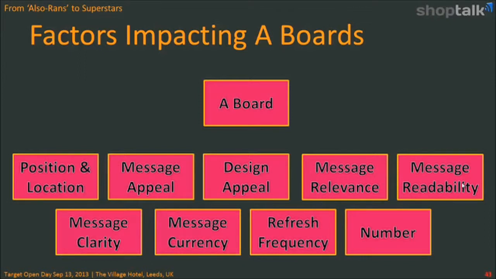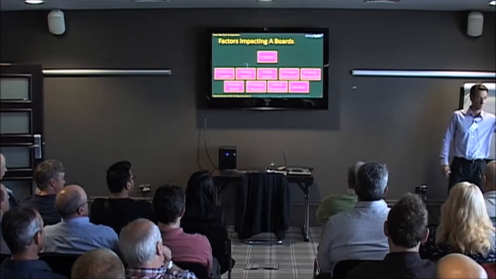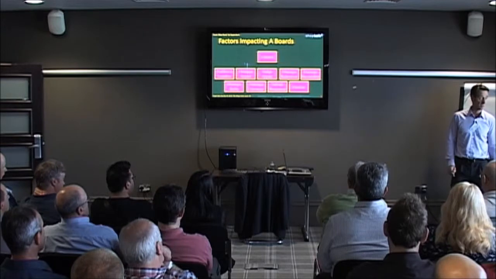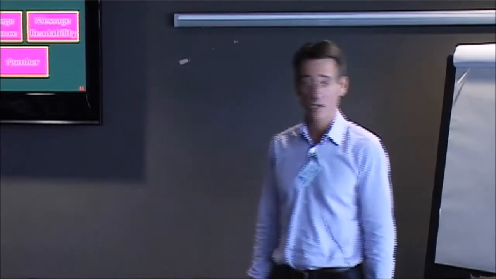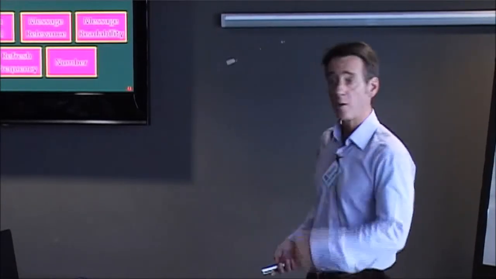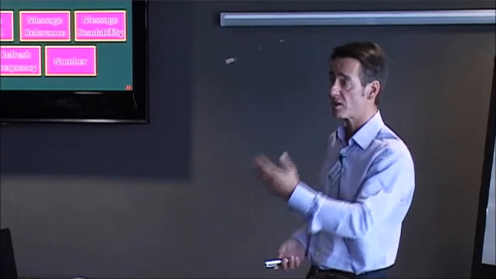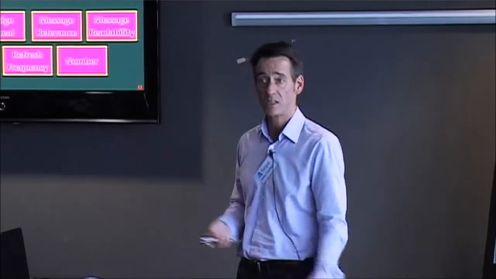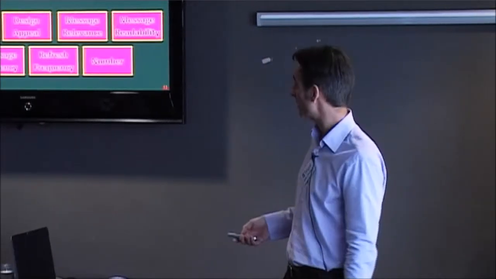Rather than have one A board, why not have one at that end of my shop and one at this end of my shop? They might say exactly the same thing, but you're doubling the chances of grabbing the user's attention. There are other things that people have said. I'm not trying to create an exhaustive list here, just using the model. I'm sure you can think of lots of other things.